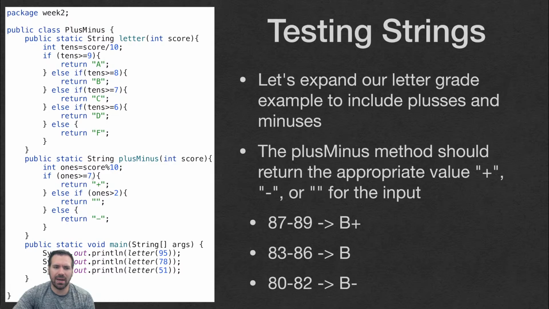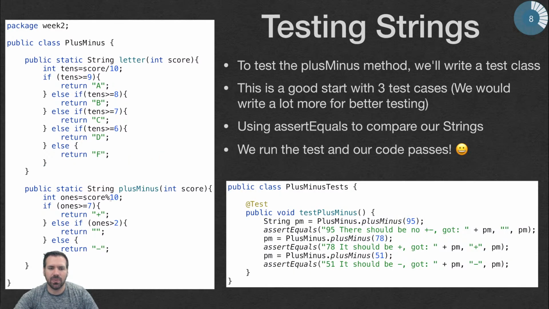So here we added this plus minus method. We're going to say if your ones digit is greater than or equal to 7, you should get a plus modifier. If it's less than or equal to 2, you should get a minus modifier. Otherwise, you get just a blank modifier. So now we can compute full letter grades with your plus minuses. And we're doing that by grabbing just the ones digit. We use the modulo operator, give me the ones digit, and then do our checks that way.